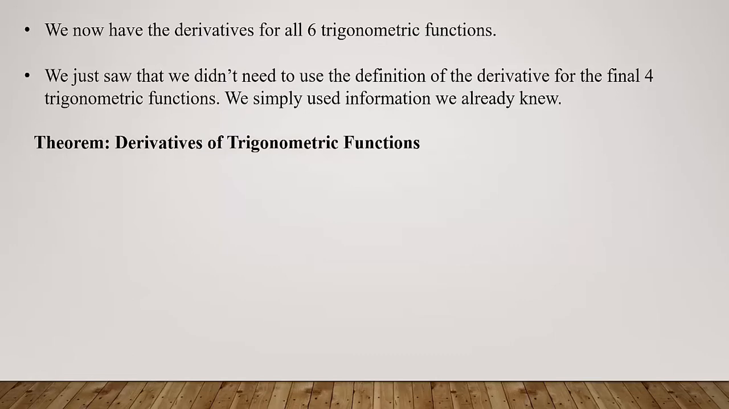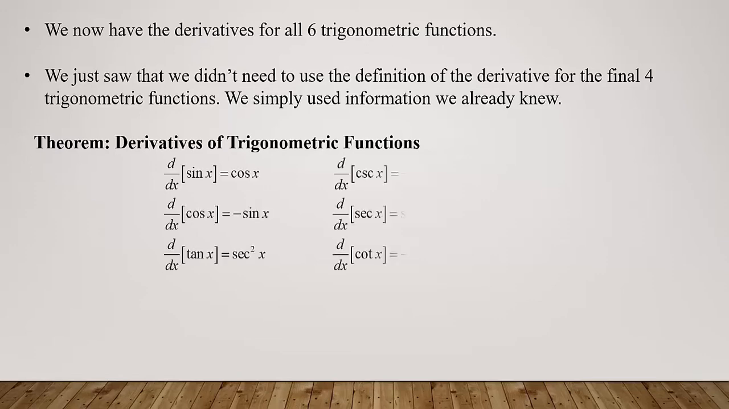This is the derivative of all 6 trigonometric functions that you should know, all 6 of them. So the derivative of sine x is cosine x. The derivative of cosine x is negative sine x. We developed that the derivative of tangent x is secant squared x. The derivative of cosecant x is negative cosecant x cotangent x. The derivative of secant x is secant x tangent x. And the derivative of cotangent x is negative cosecant squared x.